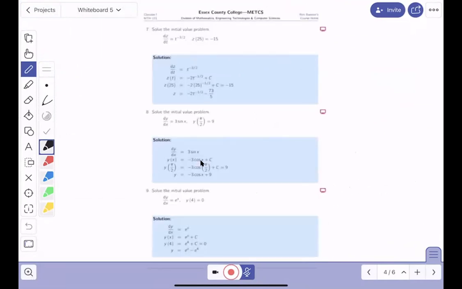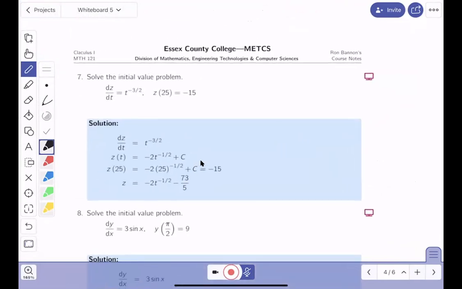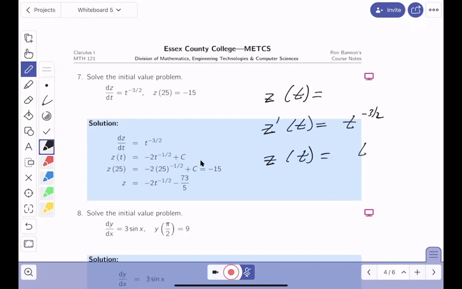Number 7. And this is z is a function of t now. I'm going to put this down for you. So z is a function of t. And what do I know? I don't know what it is, but I do know that z prime, which is dz/dt, is t to the minus 3 halves. Let's go backwards. So z of t. I'm going to increase the exponent by 1.